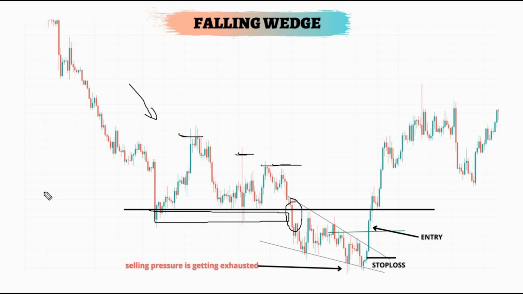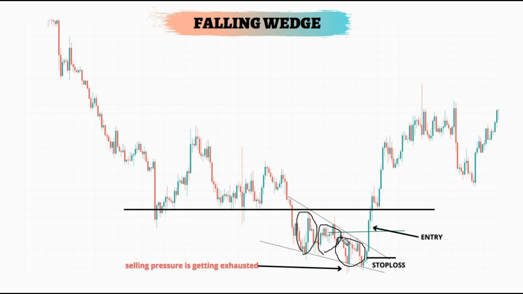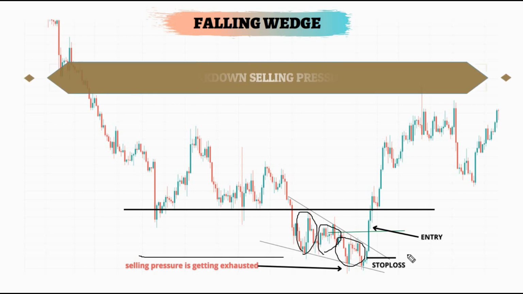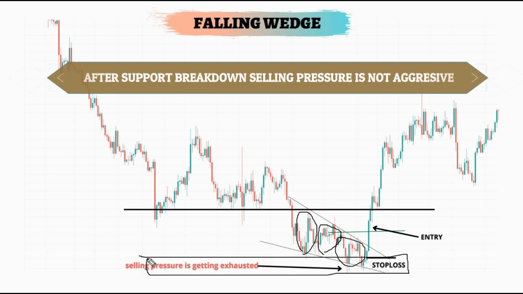But what happened after the breakdown of this support zone? See the selling momentum. The selling pressure is very, very weak. How can we say that? See the choppy price behavior. Sellers tried to push the prices towards the downside, but because of the buying pressure, sellers were not able to push the prices aggressively downward. So this is also indicating a potential trend reversal in this market.